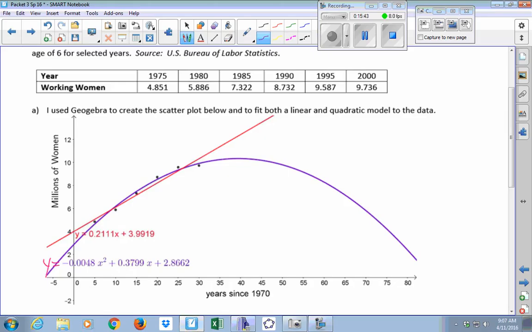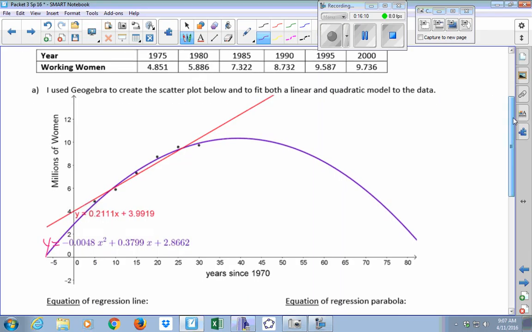Okay. So the question today will be, how could we determine some answers or estimates or predictions from each of these models? And in the long run, we're talking about end behavior. In the long run, which of these models would perhaps make the most sense to use, if any of them? So let's take a look at the rest of the questions here.